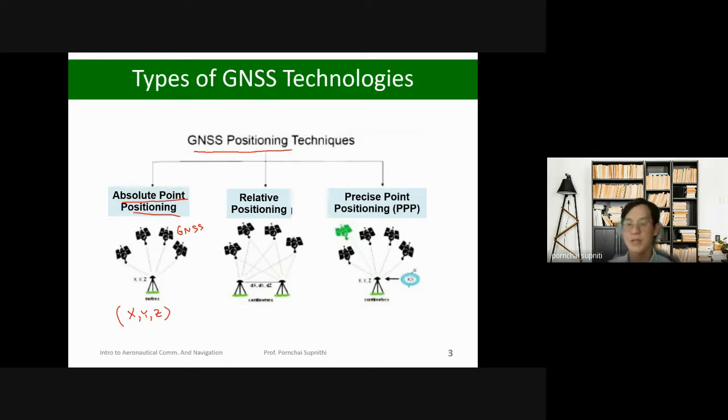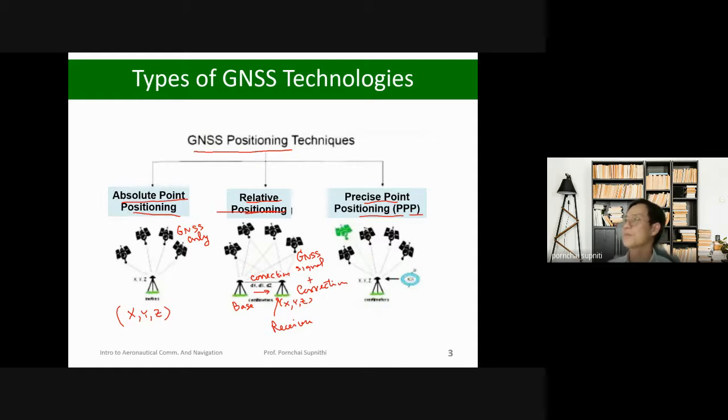Okay. So one is called absolute point positioning, where you get the positions of the receivers using the GNSS signals only. Another type is relative positioning. In this case, we get the positioning of the receiver XYZ by using GNSS signals together with corrections. Normally, the corrections are provided by the base station and then sent to the receiver. And lastly, this is called PPP, or some technology similar to PPP.